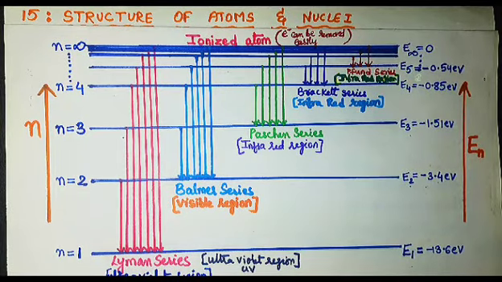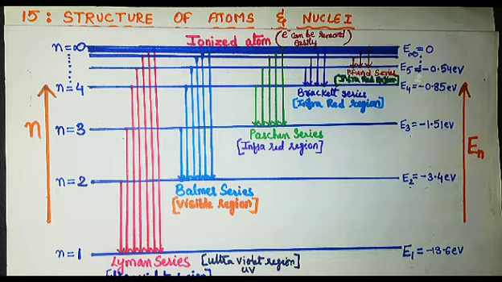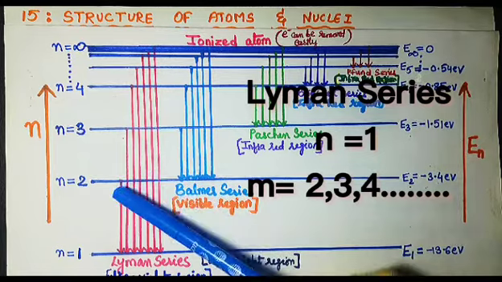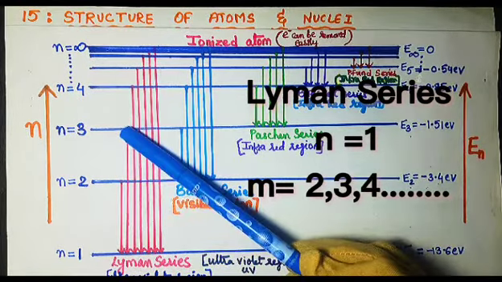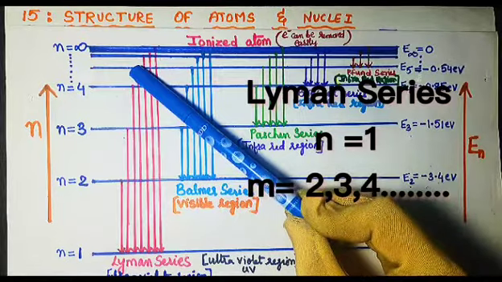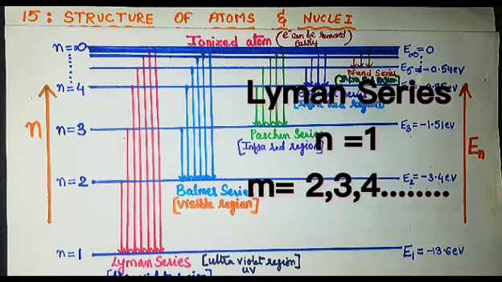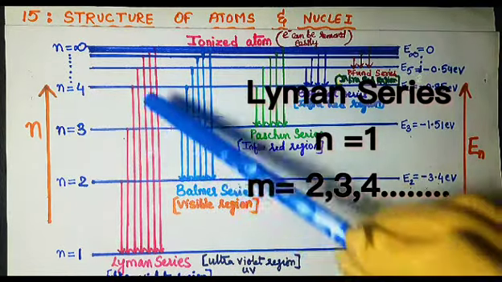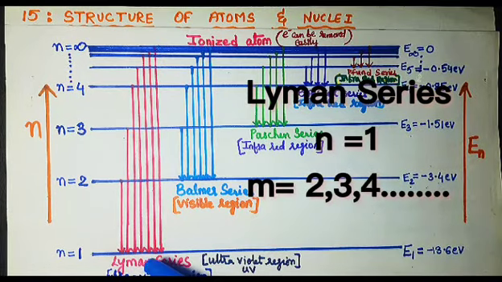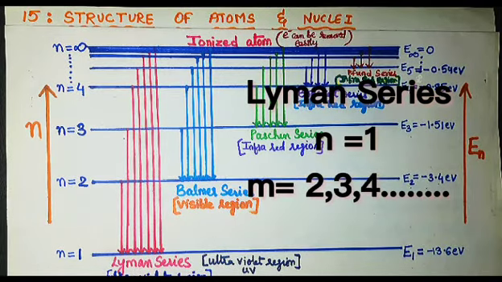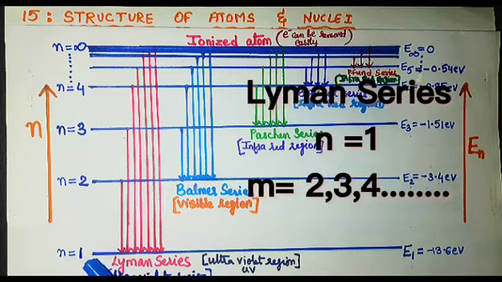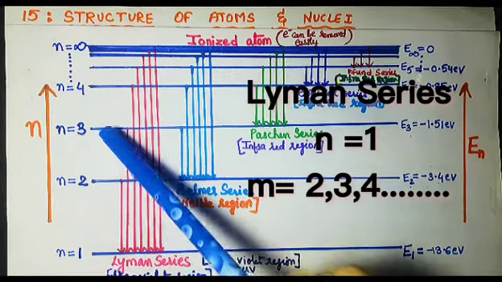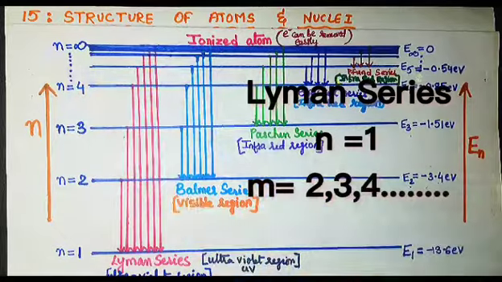Here we are seeing the first series, that is the Lyman series. This series lies in the ultraviolet region. When the electron jumps from second, third, fourth, fifth orbit to the first orbit, then the group of lines are obtained. These group of lines is called as Lyman series. Here the lower orbit is always n is equals to 1 for Lyman series, and the higher orbits are 2, 3, 4, 5 up to infinity.